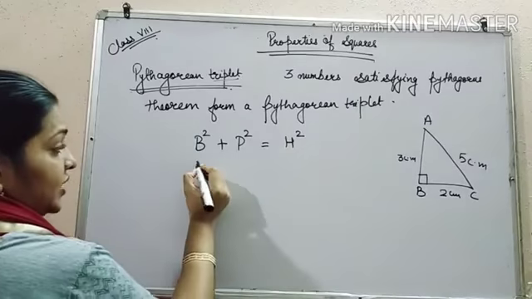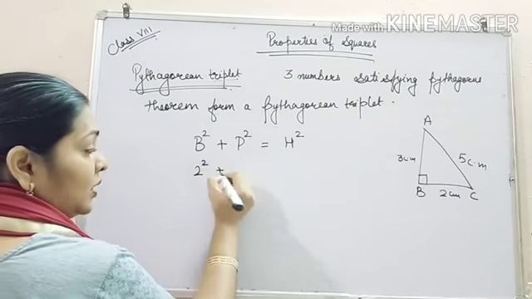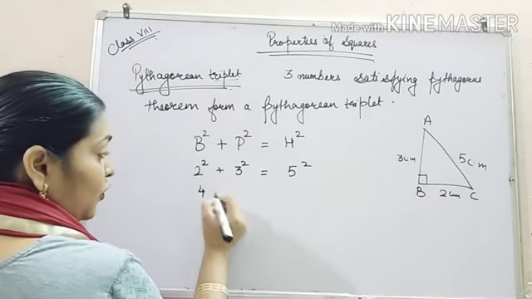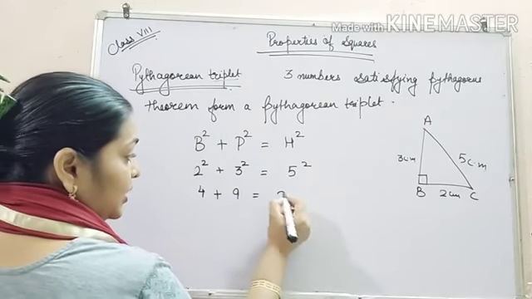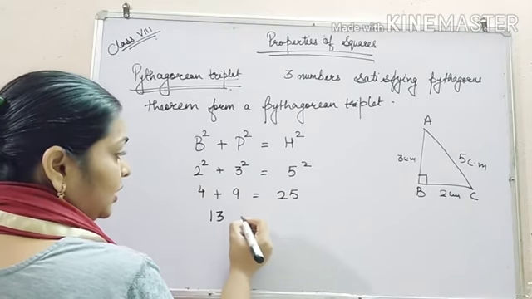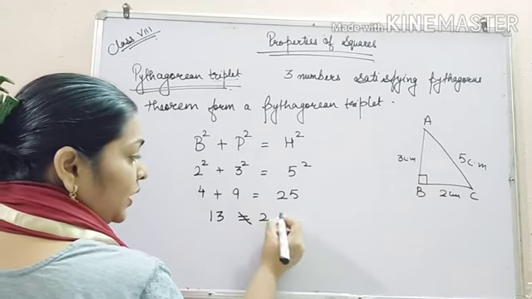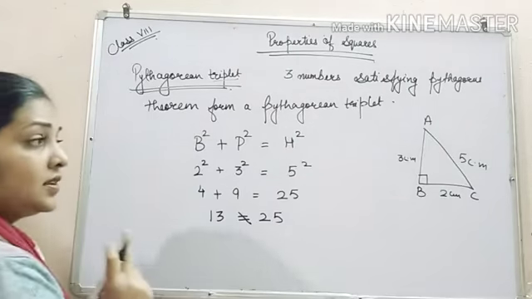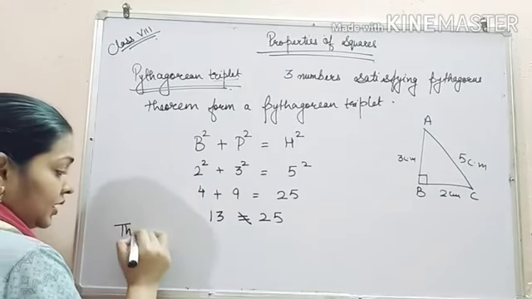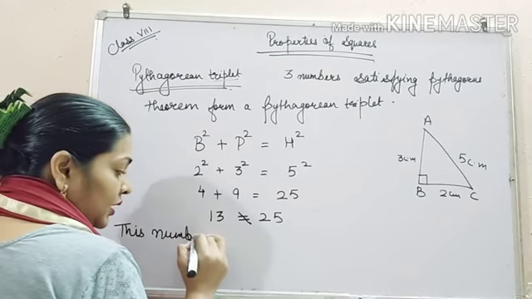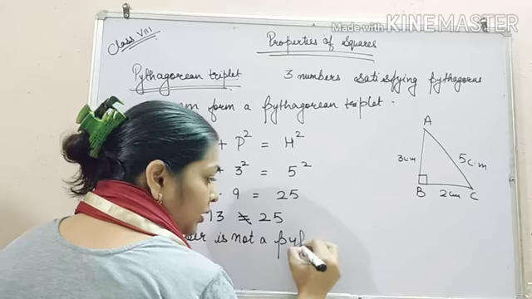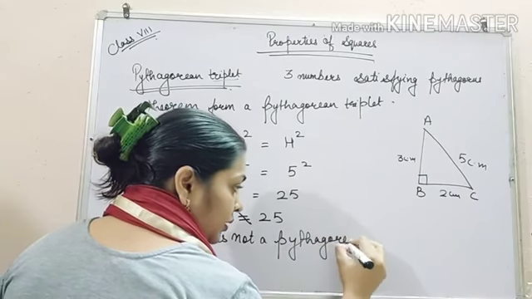If this condition is satisfied, 2 square plus 3 square is equal to 5 square. 4 plus 9 is equal to 25. 13 is not equal to 25. So, these numbers are not a Pythagorean triplet.